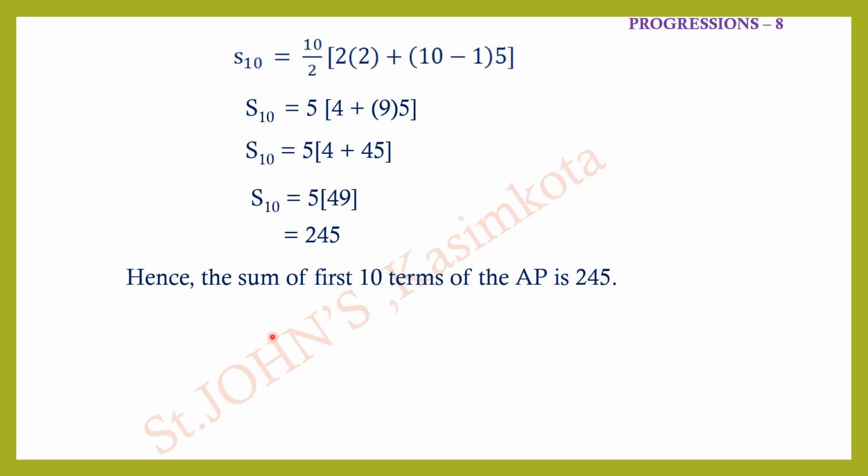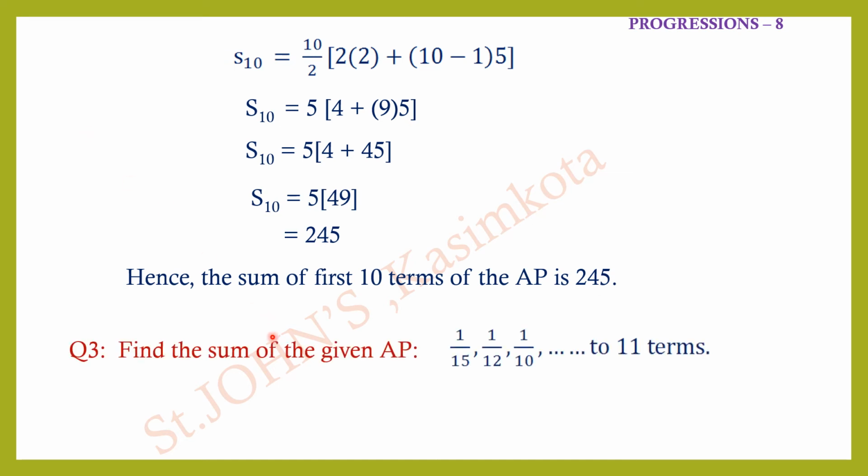So now let us see one more question. Question number 3. Find the sum of the given AP 1 by 15, 1 by 12, 1 by 10, and so on to 11 terms. Here the given series is in fractions, so you must find the LCM, because the given numbers are fractional numbers. Here what is given? This is the given AP. What is the unknown value? The sum of 11 terms.